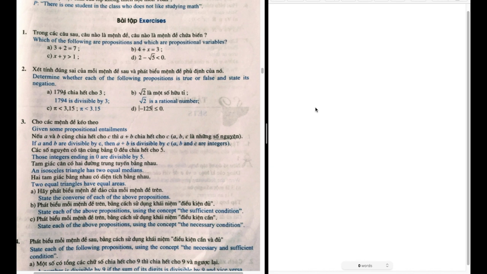English is difficult. Math is difficult too. So when combining them, it becomes extremely difficult. So you should pay your full attention while watching those lessons.